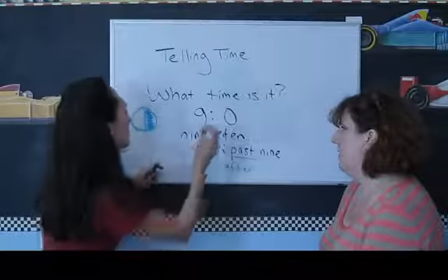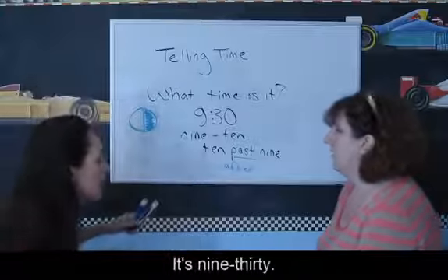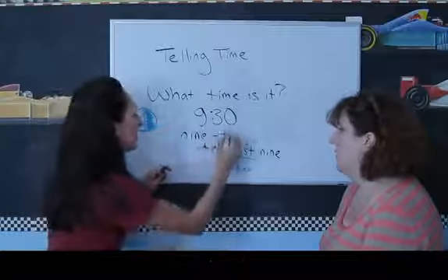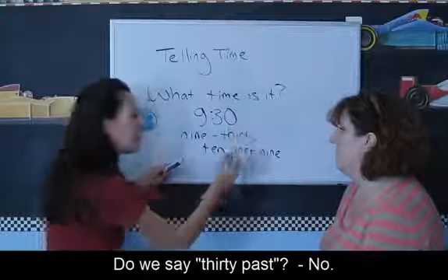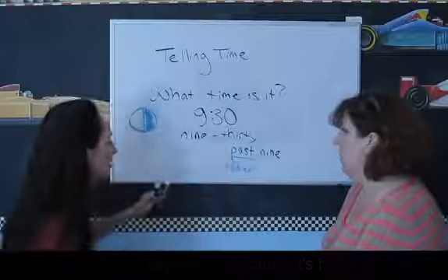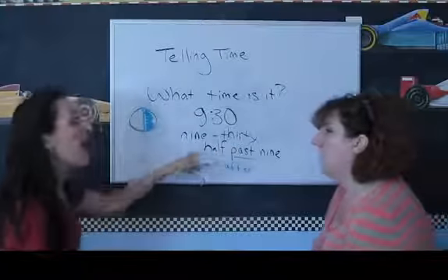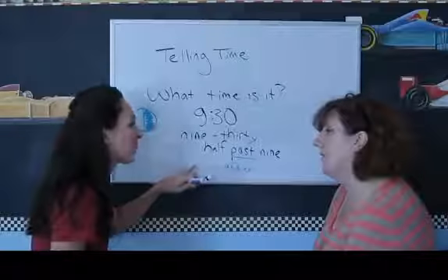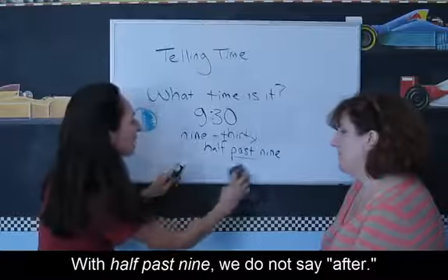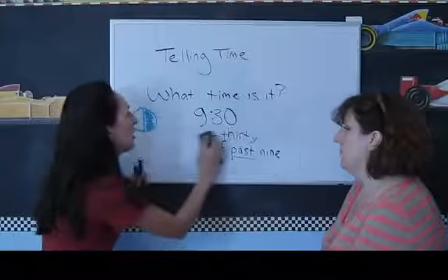Let's change this to 9:30. But do we say thirty past? No. Half past. Very good. Because it's half the clock. Half past nine. With half past nine, we do not say after. It's half past nine. Yes. It's 9:30. Very good.